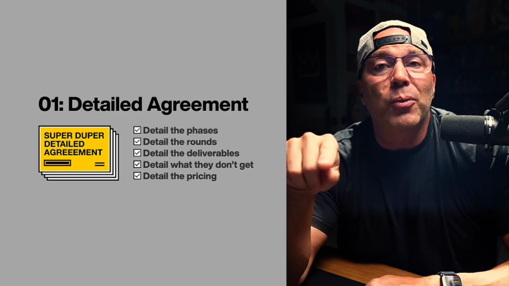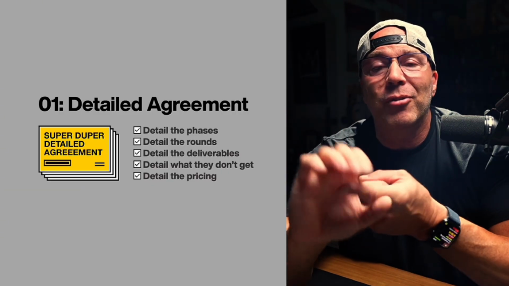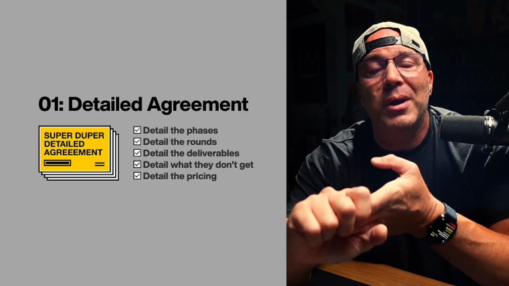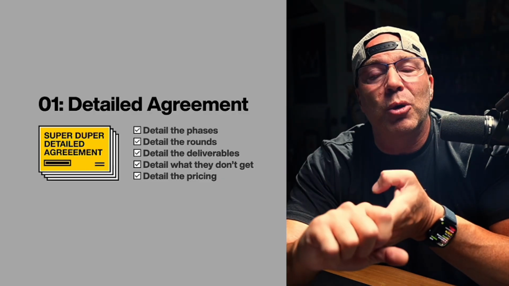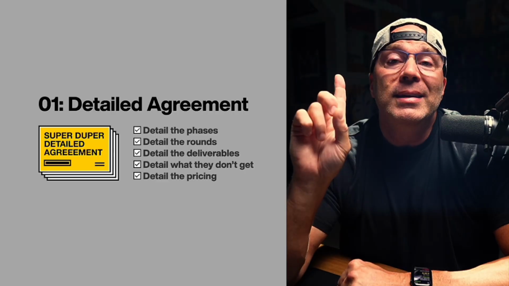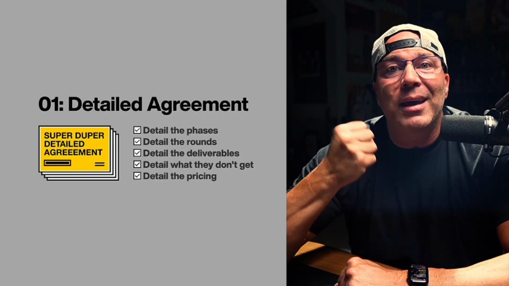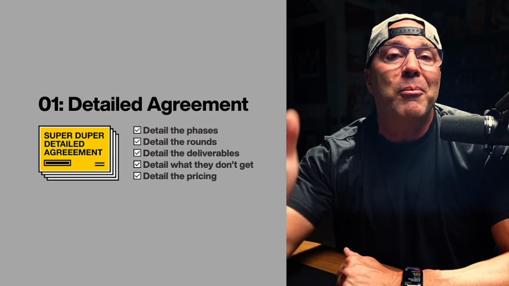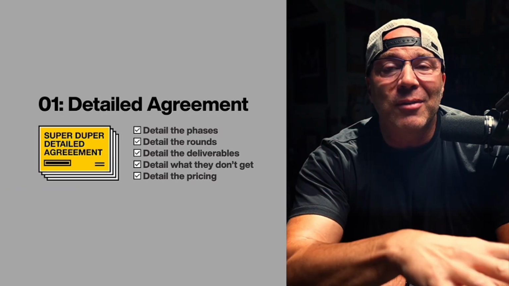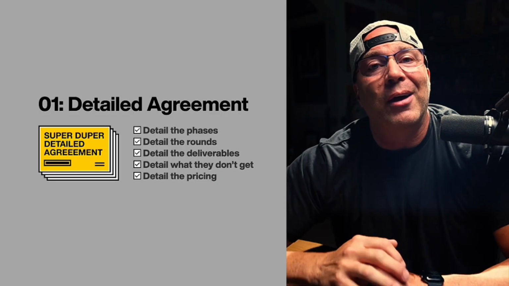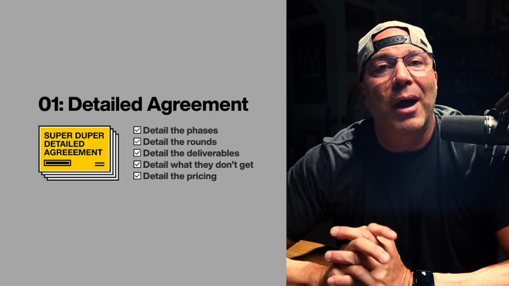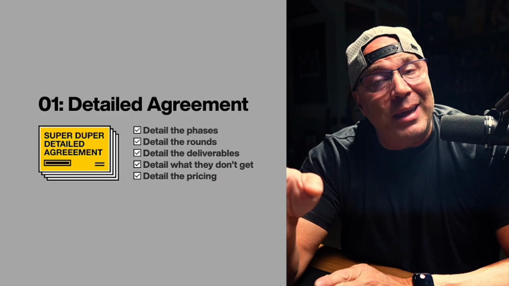You also want to detail the rounds. Tell them what's going to happen every single round. Round 1, round 2, round 3. What do they get? When do they get to approve things? You want to detail that out. Detail out the deliverables. What is the end product that they get? Are you getting the brochures printed for them, or are you just giving them the design files at the end, the press-ready design files?